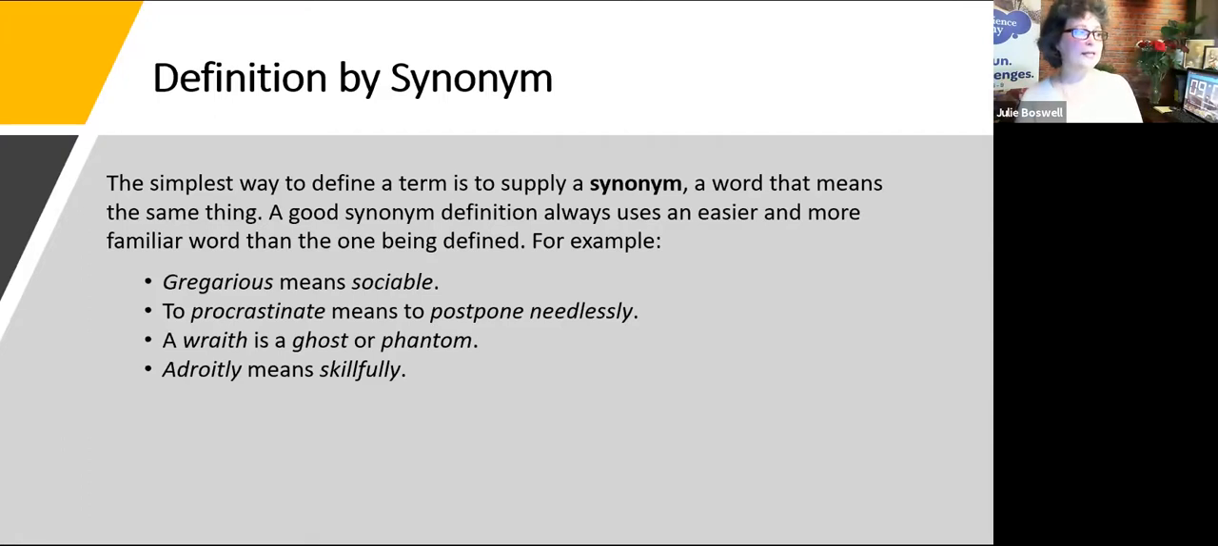To procrastinate means to postpone needlessly. I don't know why I'm defining that for you. It's just the examples. A wraith is a ghost or a phantom.